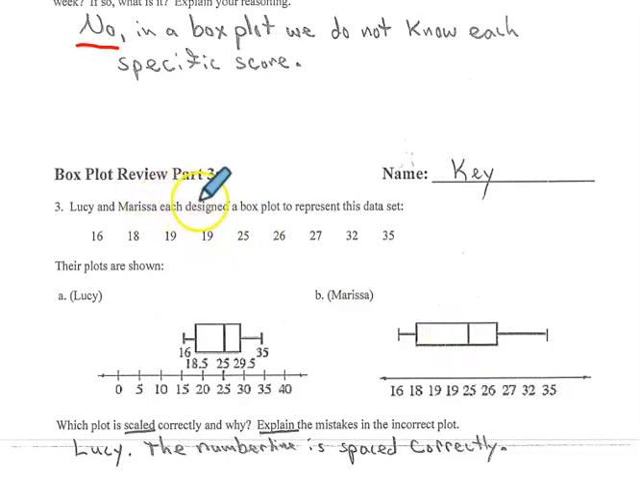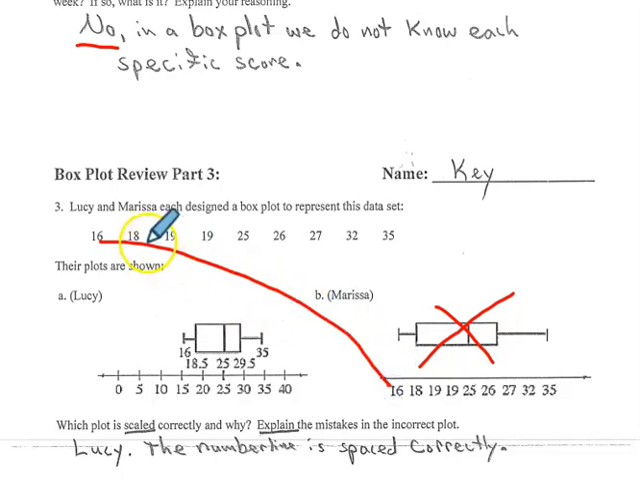So Lucy and Marissa each designed a box plot to represent this data set. Which plot is scaled correctly and why? Explain the mistakes. When I look at this, here's a common mistake people will make. Marissa's is wrong, and here's why. All that Marissa did was take these numbers right here: the 16, the 16, the 18, the 18. All she did was take the numbers from up above and evenly space them here. That's not how you do it.